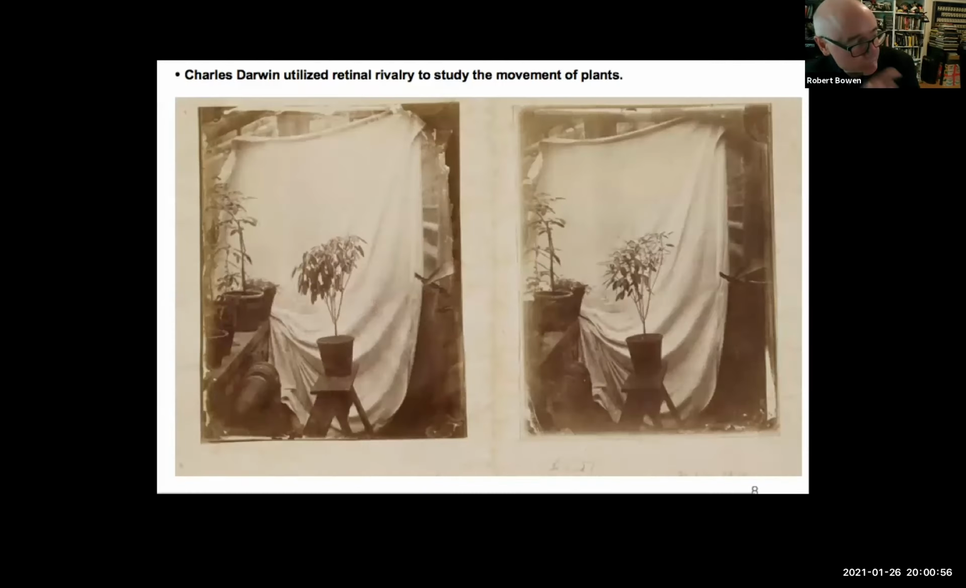And here is another stereo picture based on motion. It's one of Charles Darwin's experiments. The photograph was taken by his son. But the plant is called the Jade Plant.